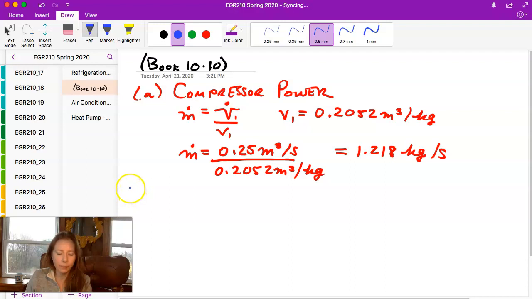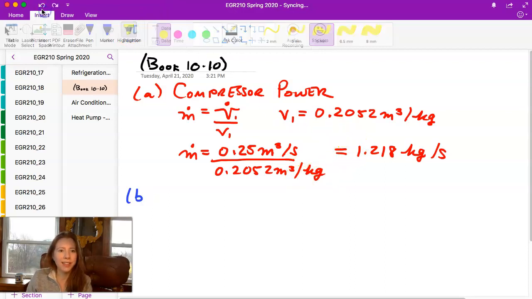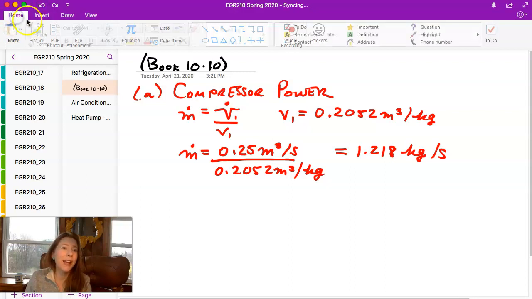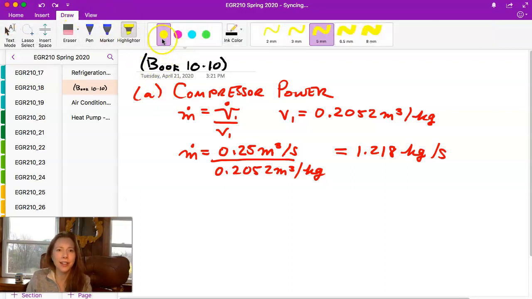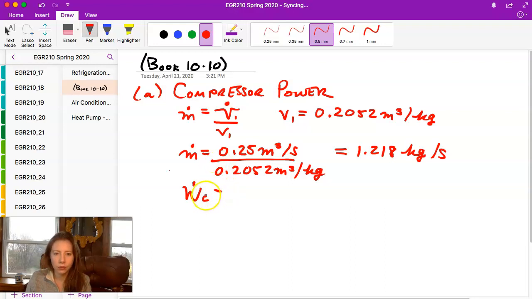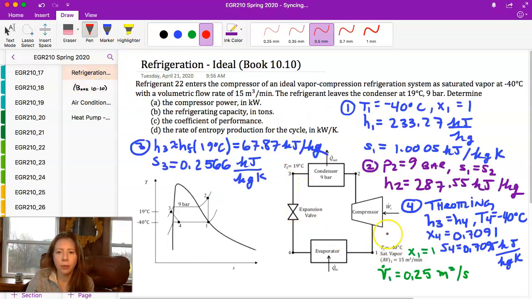Now for B, I didn't finish, I got ahead of myself. We just got our mass flow rate. We did not get our compressor power yet, clearly. Let me get my pen back. So the compressor power is going to be W dot C is equal to, one second. So the compressor power, if we look back, remember the compressor is up 1 to 2.